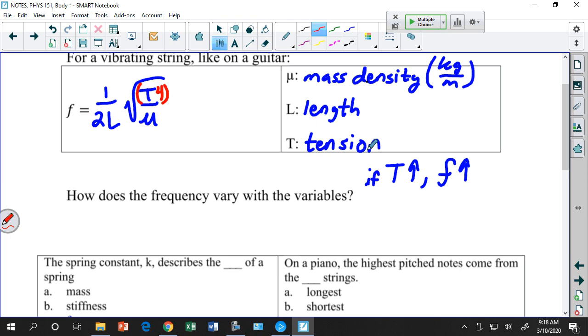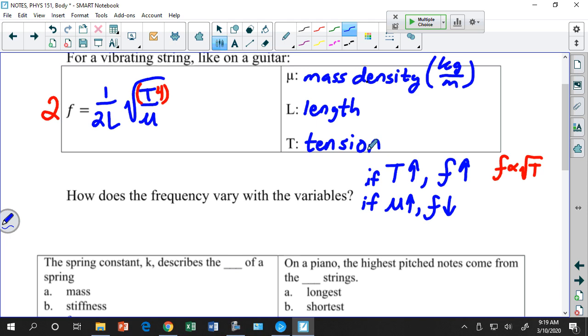The square root, right. And so whatever I do to T, I also have to do to the factor. So I take the square root of 4, and whatever the square root of 4 is will be how much my frequency increases. So if I multiply T by a factor of 4, then that'll increase the frequency by a factor of 2. That is, the frequency is proportional to the square root of T. All right, if mu increases, that means that the frequency decreases.